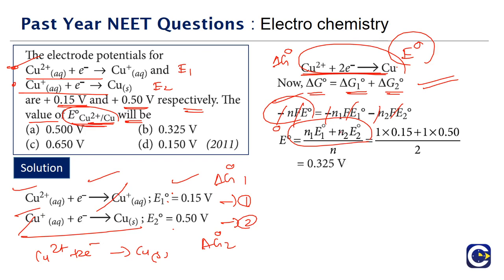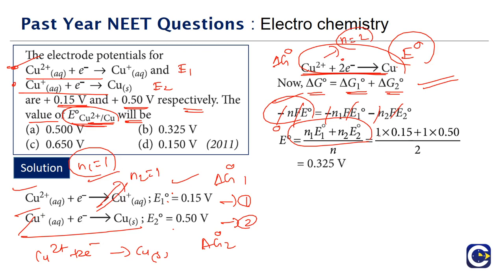So here in the first reaction, look at this. What is the number of electrons exchanged? N1 is equal to 1. Second reaction, N2 is equal to 1. The overall reaction, what is the N value? N is equal to 2. Two electrons are exchanged.